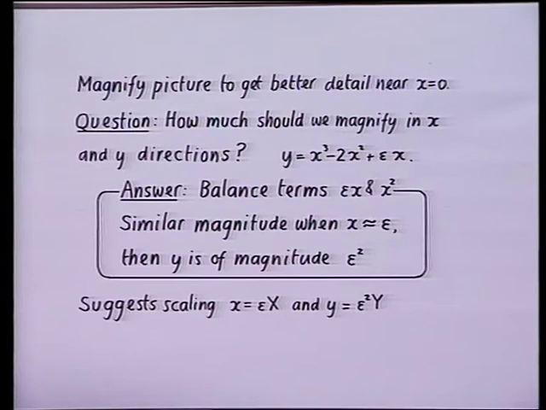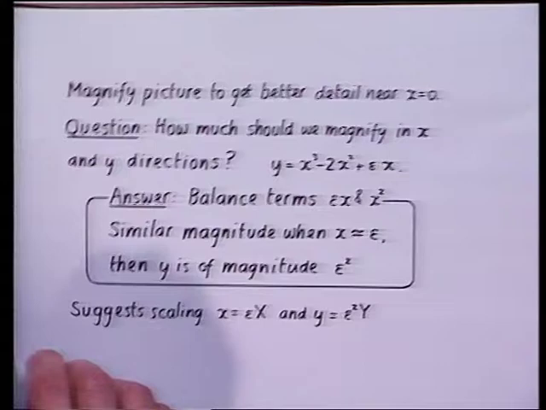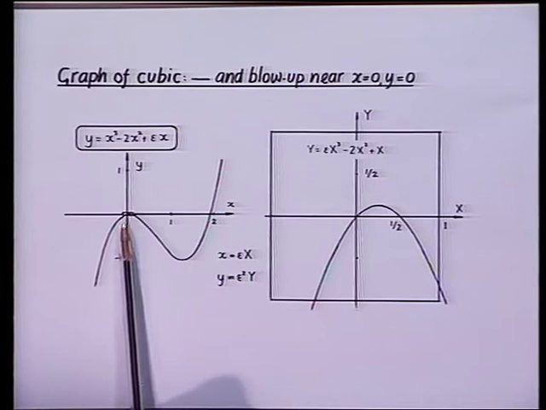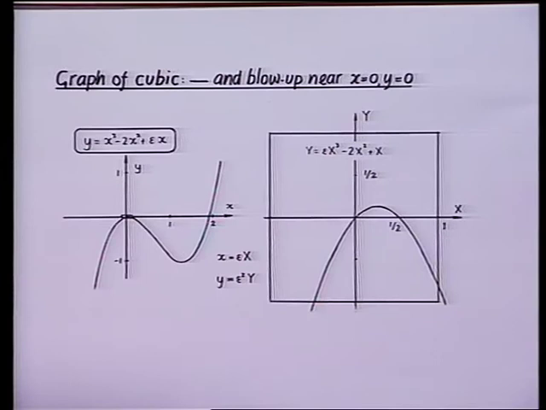Now let's have a look at the picture with this particular scaling. On the left is the graph of the original cubic and you will see a very small rectangle near the origin, which is of length 2 epsilon and of height 2 epsilon squared. The rectangle goes between x equals minus epsilon and x equals plus epsilon. And in the y direction, that rectangle goes between y equals minus epsilon squared and y equals plus epsilon squared. So in terms of our new variables, capital Y and capital X, the picture looks like this.